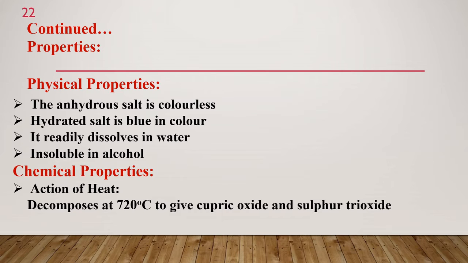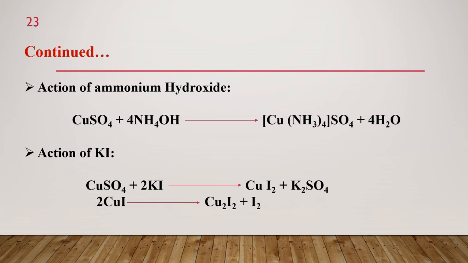Chemical properties of copper sulfate. Action of heat. Copper sulfate decomposes at 720 degrees Celsius to give cupric oxide and sulfur trioxide. Action of ammonium hydroxide. Copper sulfate, when treated with ammonium hydroxide, forms a deep blue colored complex. Action with KI. When KI is added to a solution of copper sulfate, a white precipitate of cuprous iodide is formed.